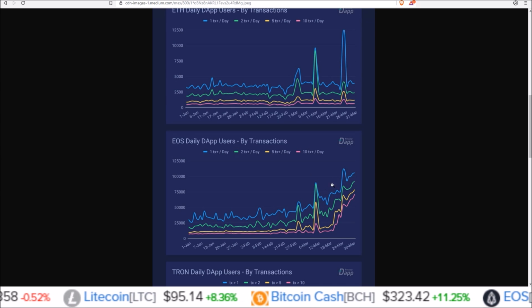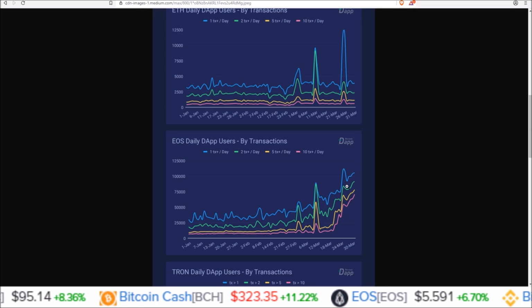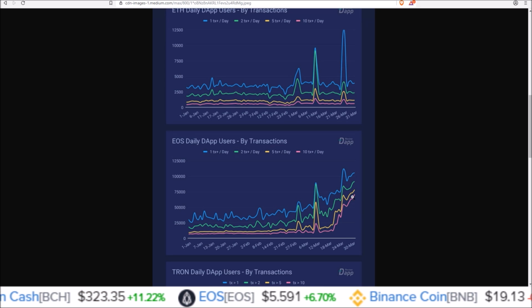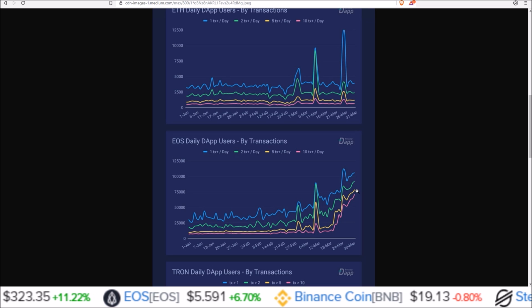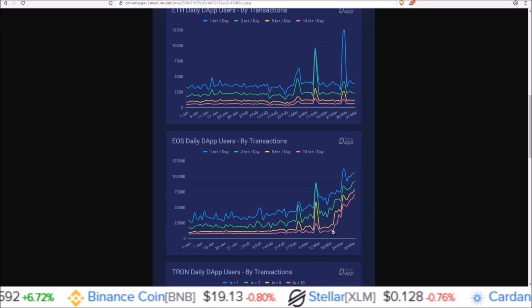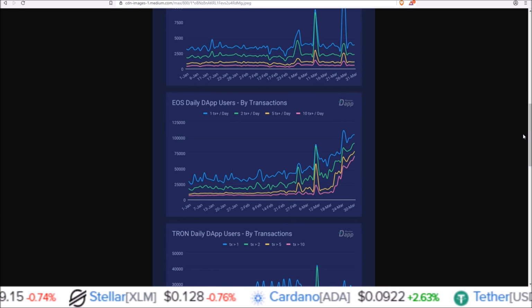And it's not just that one transaction per day line that is climbing. The two transactions line is climbing at the same rate. The five transactions line is climbing pretty much at the same rate. The 10+ transactions line, starting mid to late March, really took off hard. And even when you compare it to Tron.